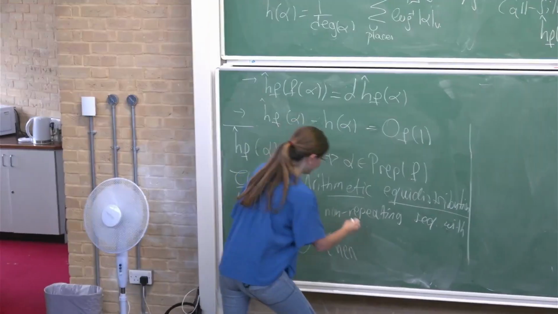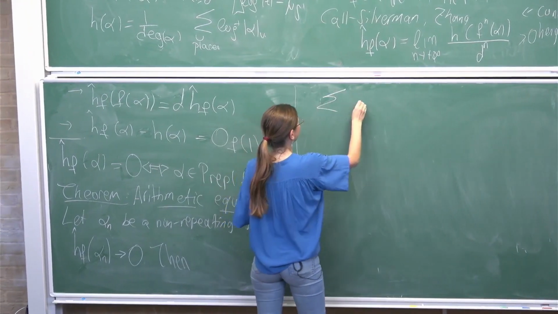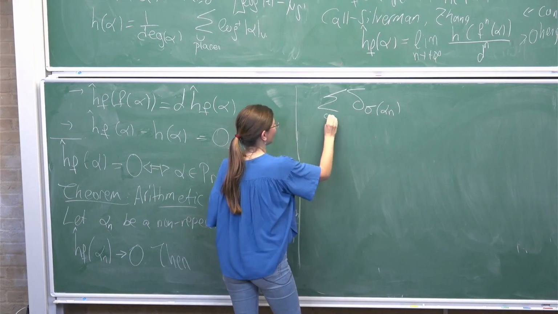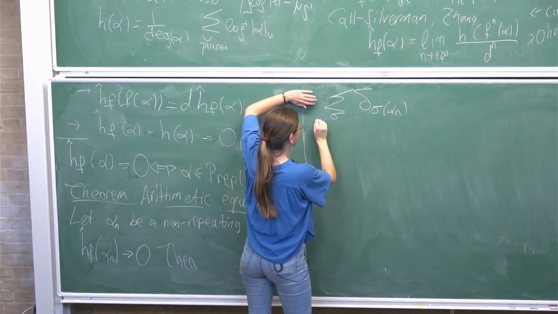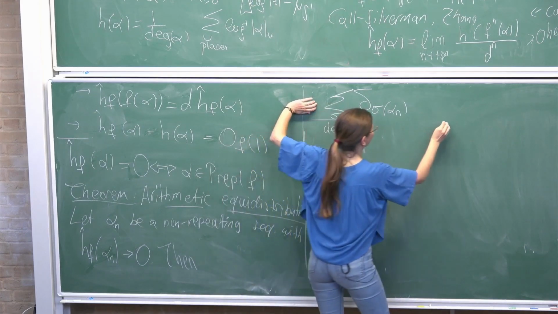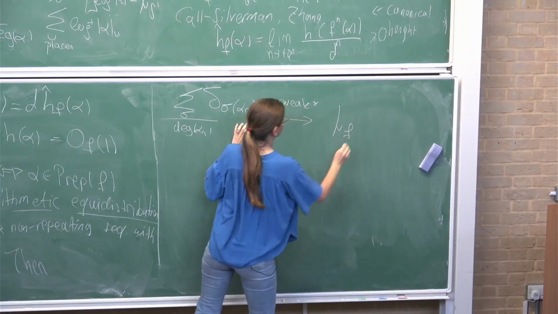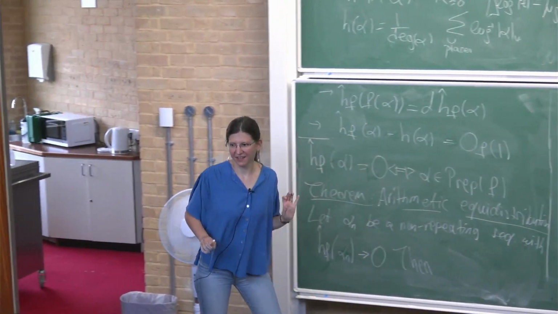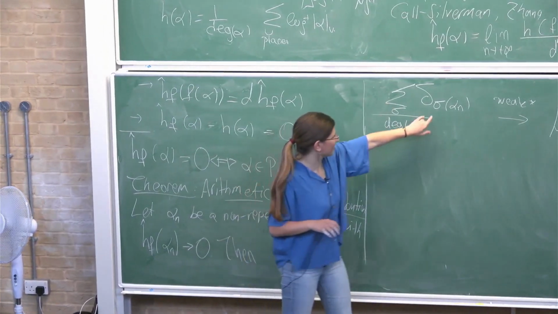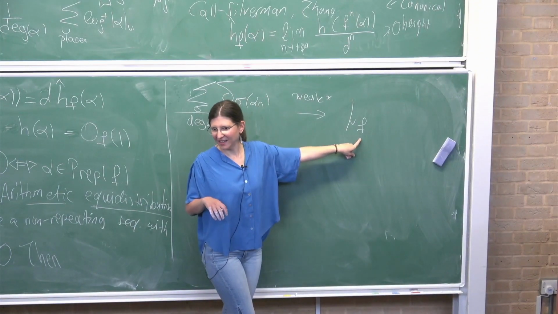Meaning, let's write it here. So this is a Dirac measure. This is the Galois conjugate of alpha n. And this is normalized by the degree. It converges to mu f, in the sense that for any continuous function, the average of its values on this Galois orbit converges to the integral against this invariant measure.